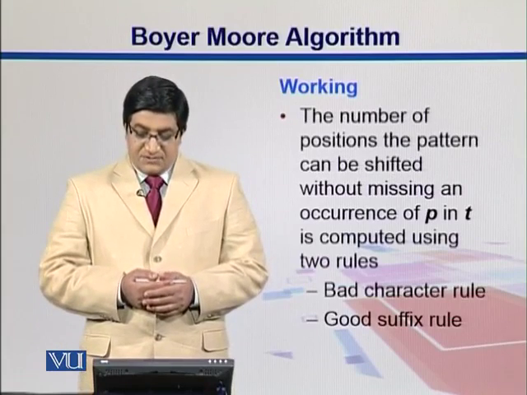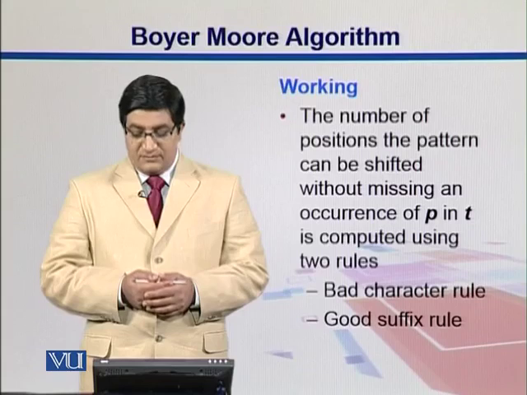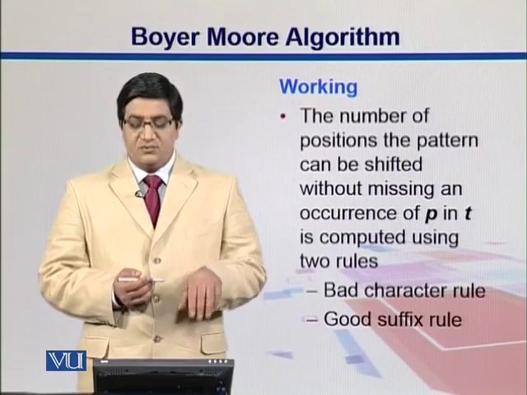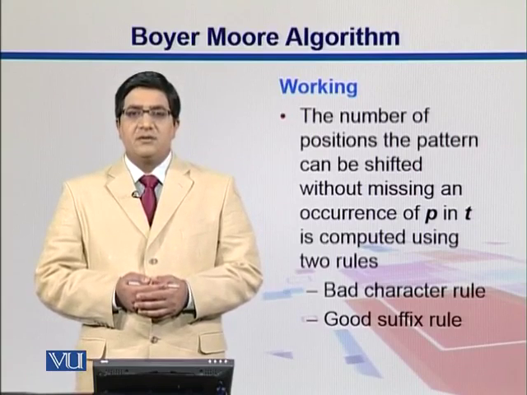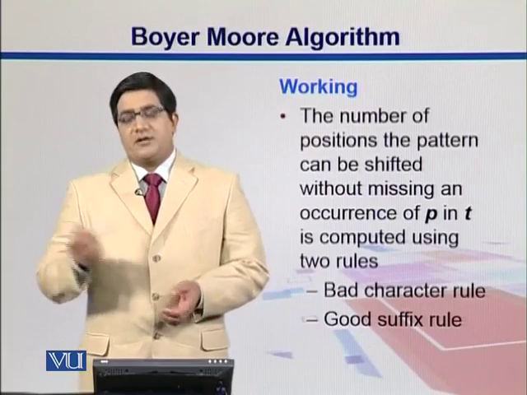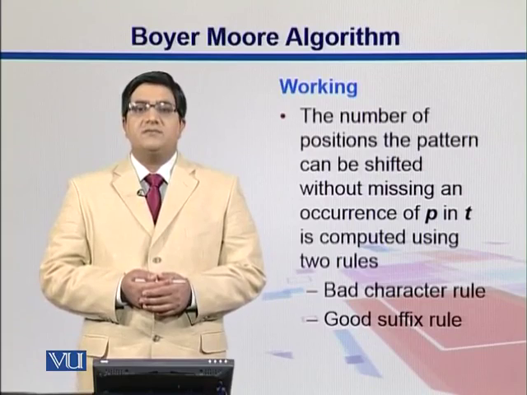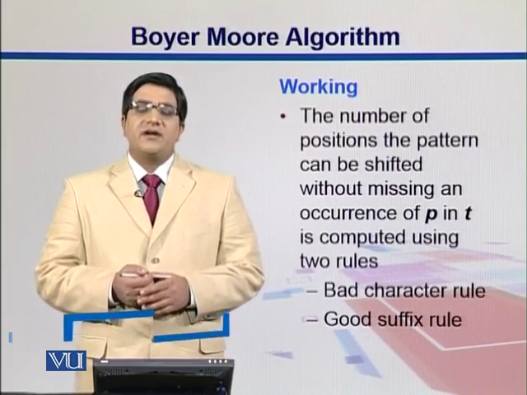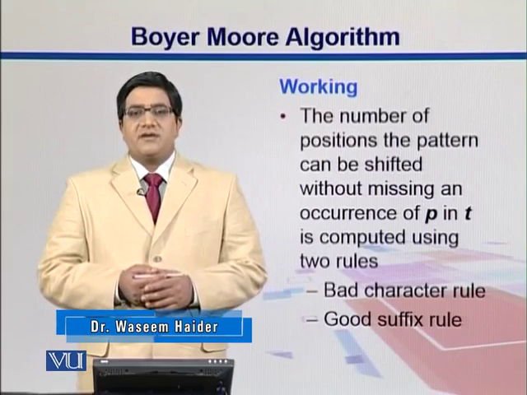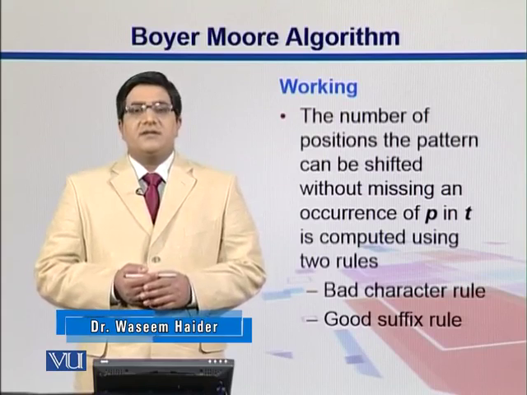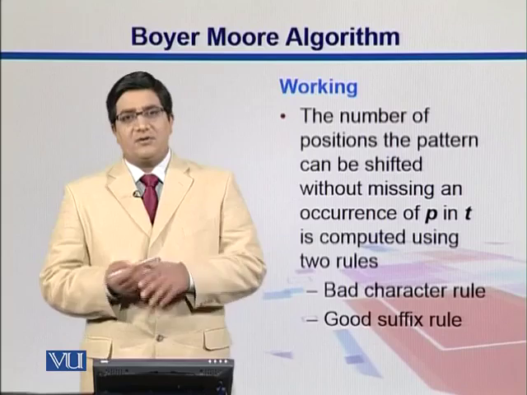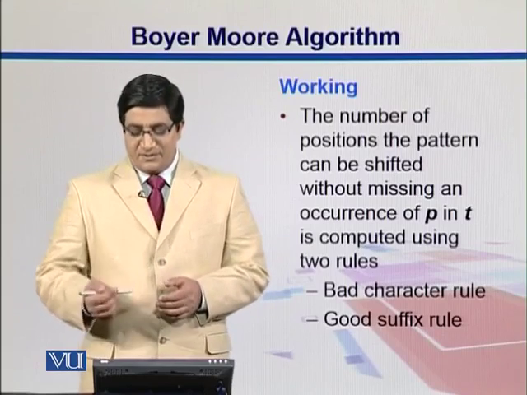The number of positions the pattern can be shifted without missing an occurrence of P in T is computed in two ways. So there are two rules. One we call the bad character rule. Wherever we find a bad character, we take the whole pattern and move beyond that position. The other one is the good suffix rule. Within the pattern, we try to find the suffixes. If you remember, a suffix is the last part of something, and a prefix is the first part of something. I guess in Urdu and Hindi there were concepts like that, if you guys remember.